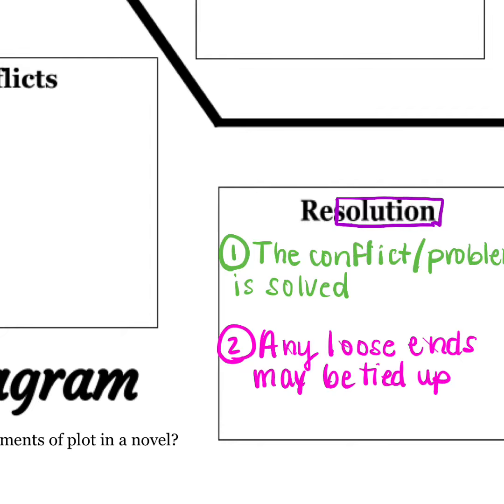Ultimately, what it's doing is it's leading to the resolution, or the solution, where the conflict and the problem is solved, and any loose ends may be tied up. The ending may be happy, but let's be real, sometimes it's just not. It doesn't matter if it's happy or sad, as long as the conflict, the problem of the story, is over.